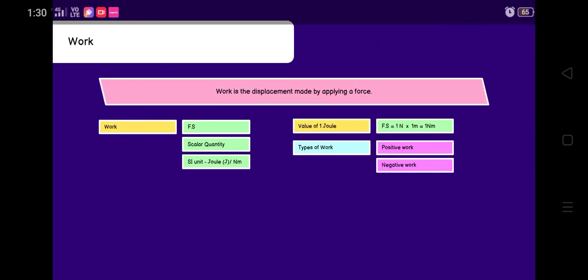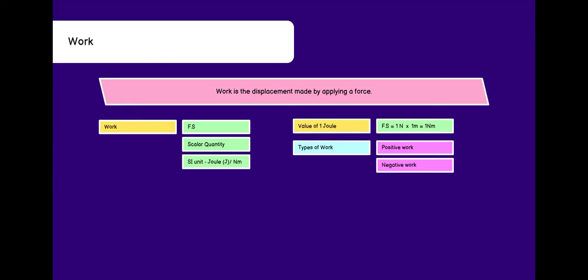Work and energy, class 9. What is work? Work is the displacement made by applying a force. The formula for work is force into displacement. It is a scalar quantity and its SI unit is joules.